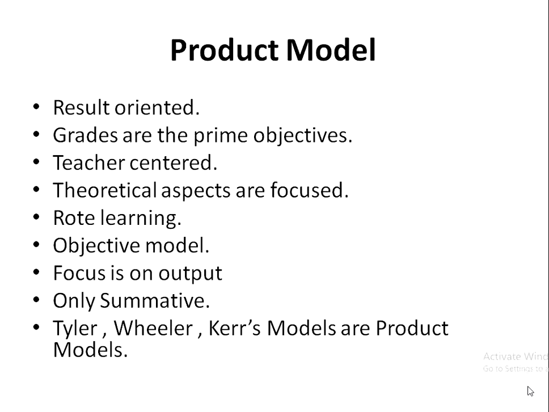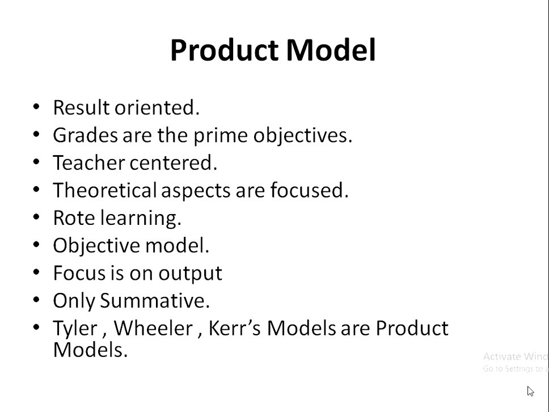What is the second point? Grades are the prime objectives. So here we can say grades are given more importance rather than the knowledge. Getting the point? And I have already mentioned that this type of product model is teacher centered. Okay, teacher plays a prominent role. Only the teachers can lead the learners. Getting the point? And here theoretical aspects are focused rather than the practicality. Okay, theoretical aspects are given much more importance, and students' rote learning is given importance here.